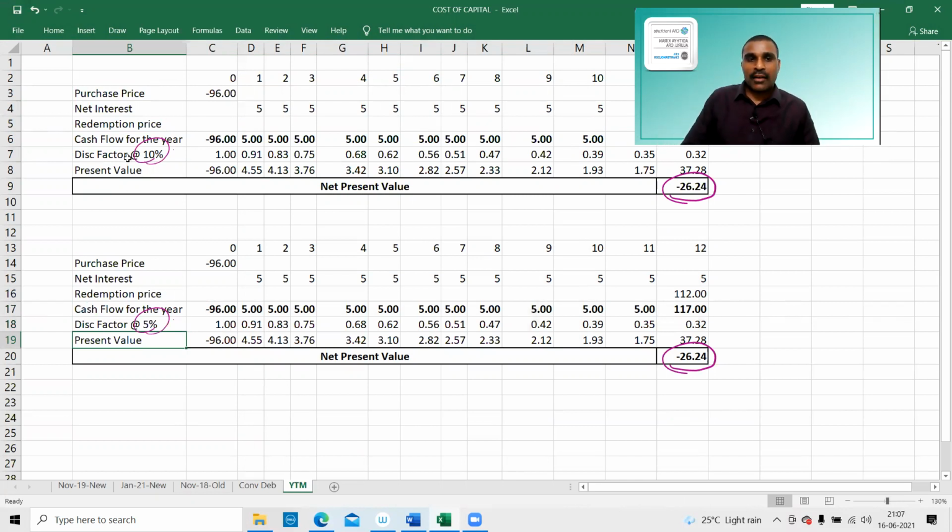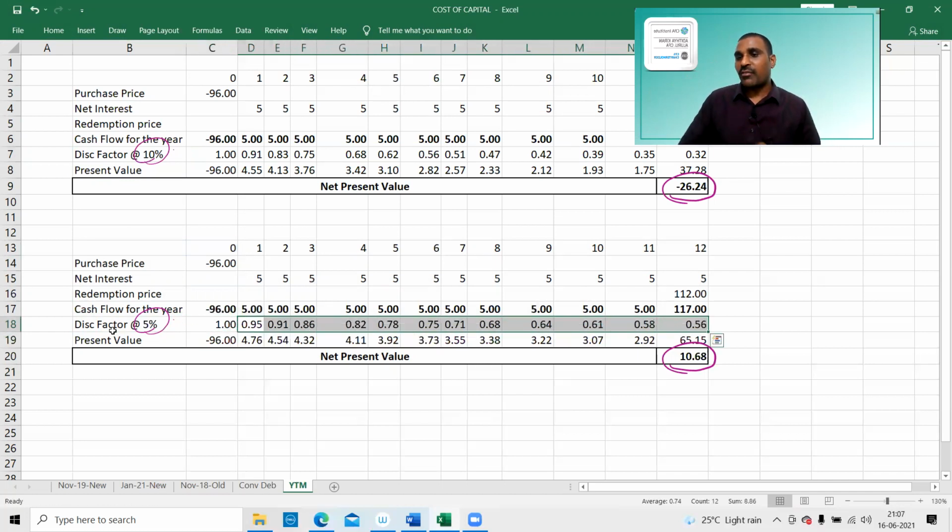From 10%, I have decreased by 5%. If we started with 12%, it would be 7%. If we started with 20%, it would be 15%. You could go 1%, 1%, 1%, but it will take a lot of time. So in a single stroke, we reduce it by 5%. The cash flows will not change. With 5%, the NPV will be positive, 10.68.